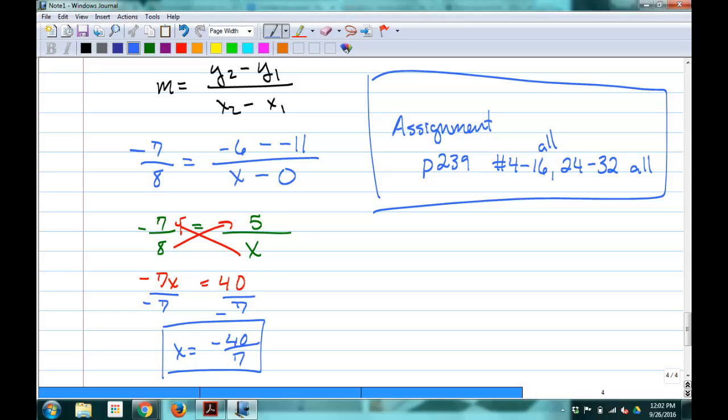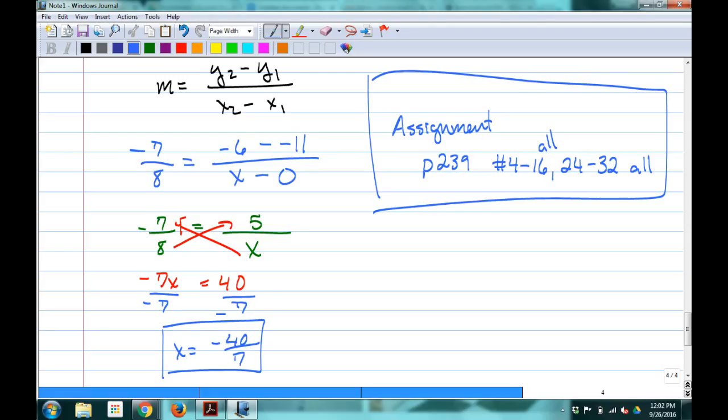And then 8 through 16 is exactly what we did for examples A through E, where you're just plugging them into the slope formula, working it out. And then when you get to 24 through 32, those are like the last few examples where you're finding the missing coordinate. All of those are that style of problem, okay? So that's going to be our work for today.